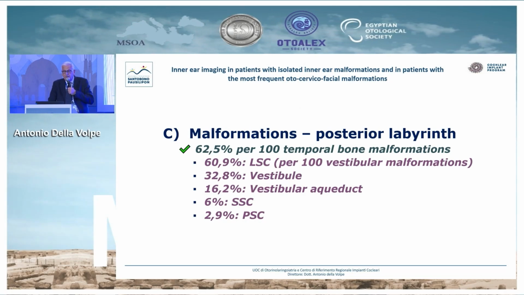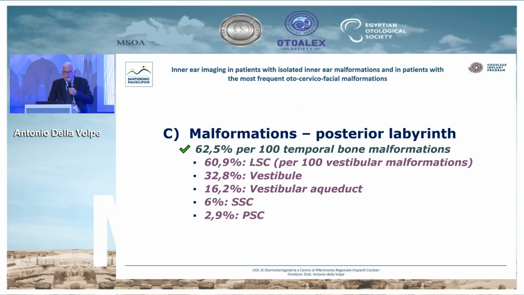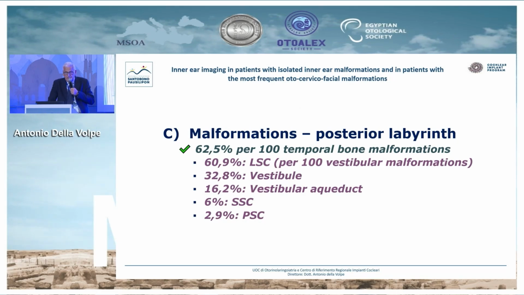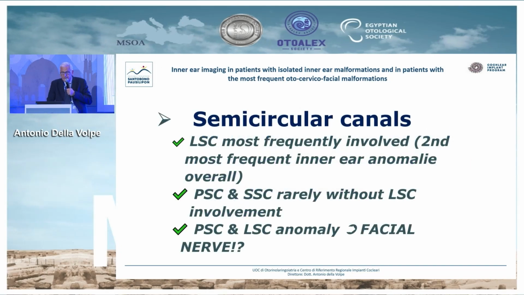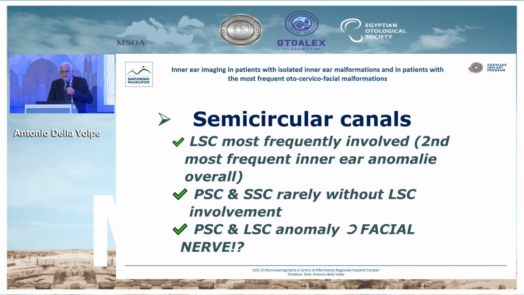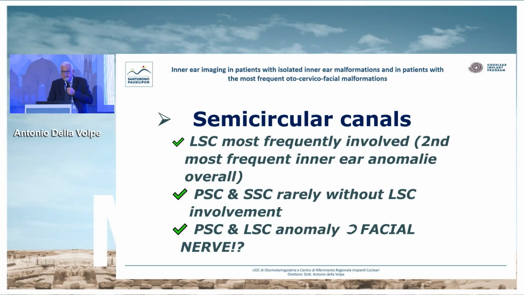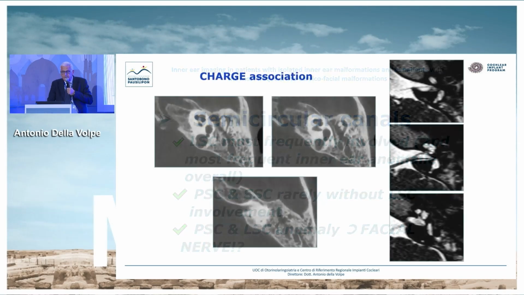You can have a malformation of the lateral semicircular canal, vestibule, vestibular aqueduct, and posterior semicircular canal. The most frequent malformation is the lateral semicircular canal. This is the most frequent malformation, and in this case you have to evaluate the anatomy before the surgery.